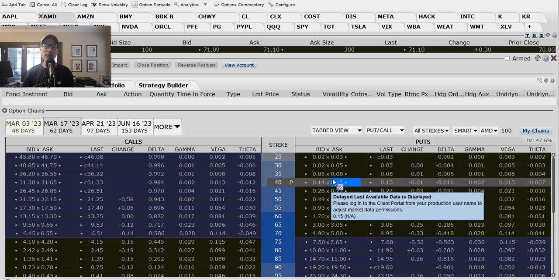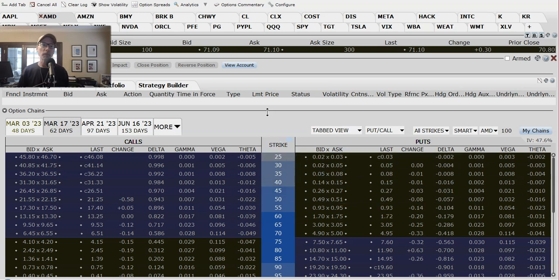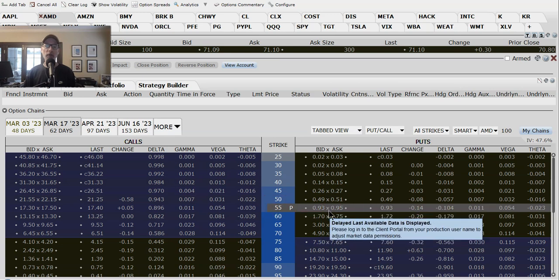That gives us at least 25-cent premium. So here's what you do. We're looking at March, 62 days out. You're starting at the 55 strike. Here it is, 93-cent bid at 95-cent offer. That means you could probably sell these things for 94 cents per contract. That'll give you $94 in your pocket.